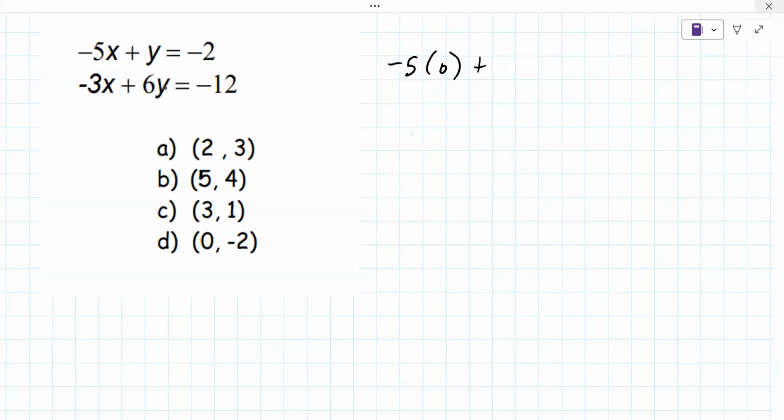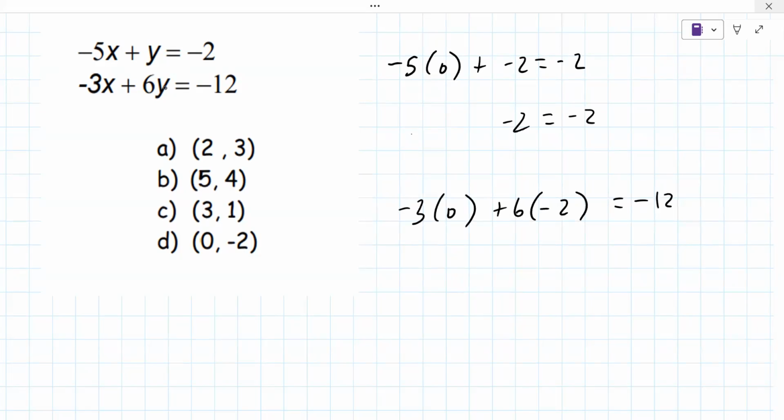-5 times 0 plus -2 equals -2. That's true. -2 equals -2. -3 times 0 plus 6 times -2. Does that equal -12? And yes, it does, because -12 equals -12.